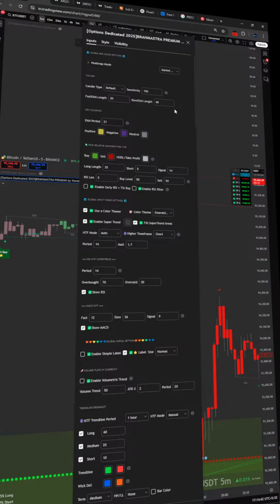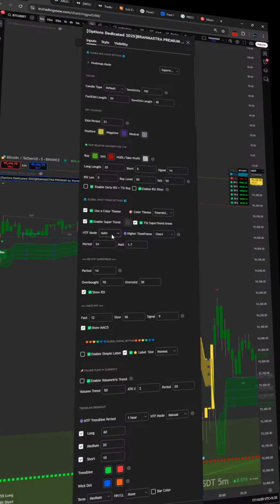And here you can also select Supertrend thin gradient. Currently I am on the 5-minute time frame, and you can see here higher time frame mode is enabled, and this is auto, which means whenever I am on the 5-minute chart, it shows you the 15-minute chart.